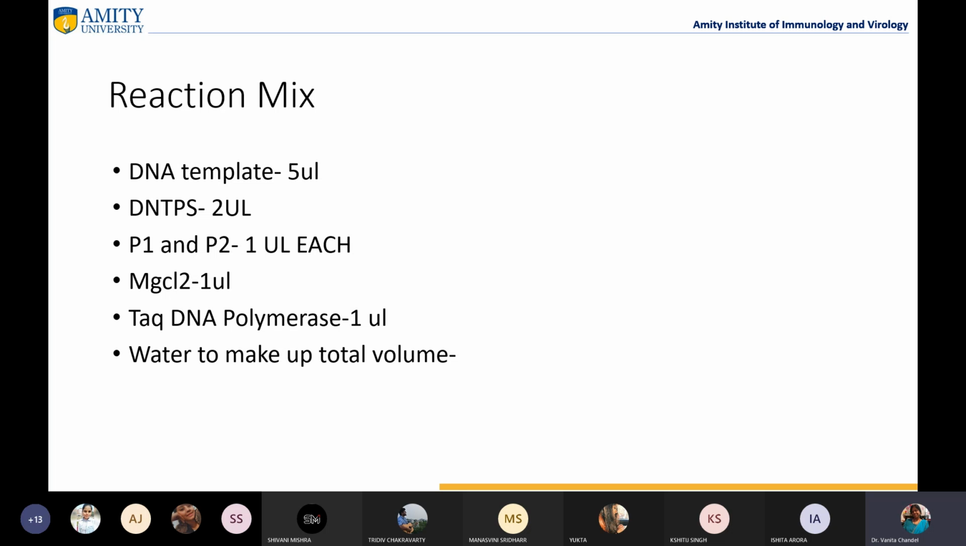Then primer 1 and 2, 1 microliter each. Magnesium chloride also 1 to 1.5. Taq polymerase, and water to make up the total volume. So these are the different components in a particular PCR that we use.